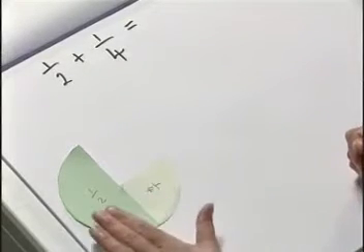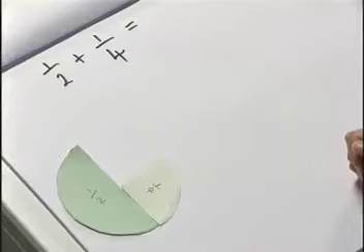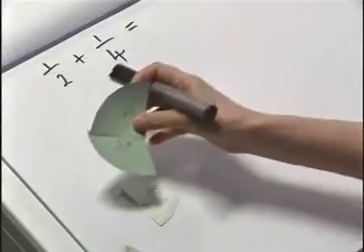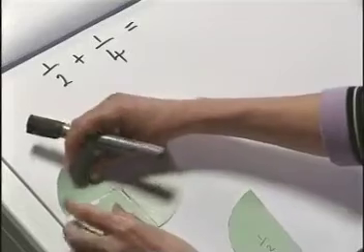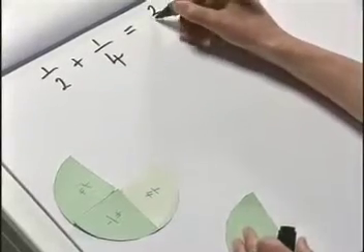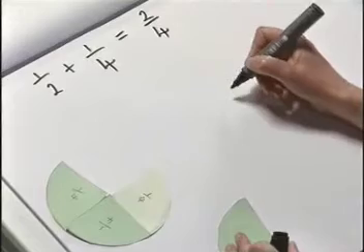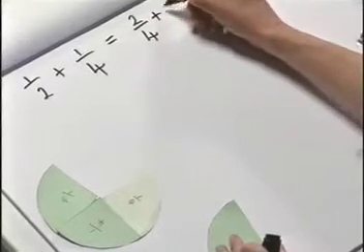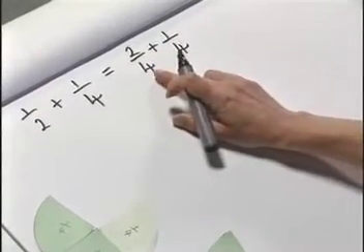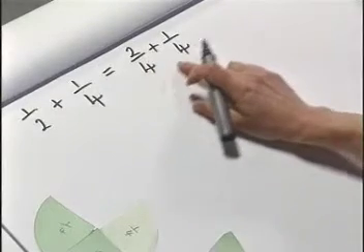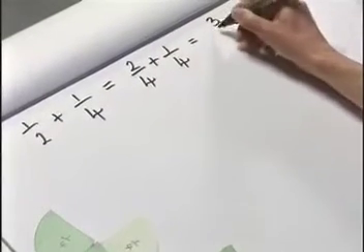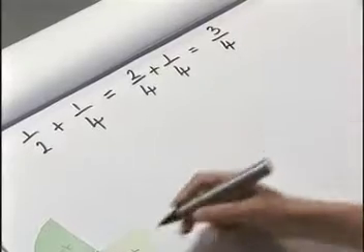Well, we know that a half is the same as 2/4. So if we change our half, we find an equivalent fraction of 2/4, and then add our quarter. We're now in the situation where the denominators are the same, so we can simply add the numerators. So we get 3/4.